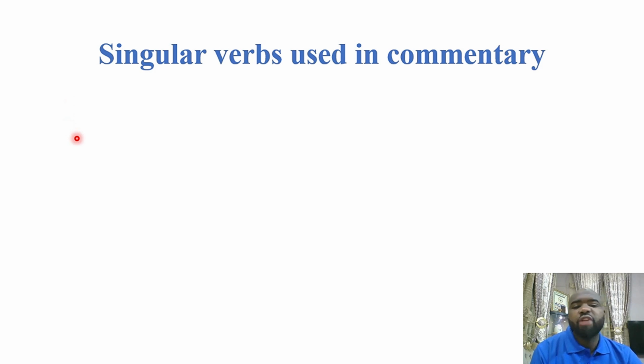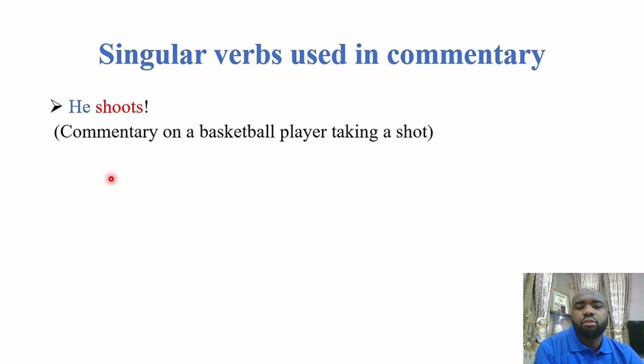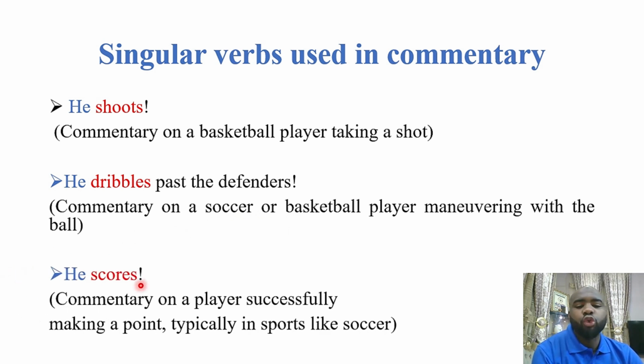Now we have singular verbs used in commentary, like when you're watching football, you say he shoots, all right? He shoots. Commentary on basketball or football, a player taking a shot to the goal post. He shoots, something that is happening, so he shoots. Commentary. He dribbles past the defenders. Commentary on a soccer or football or basketball player maneuvering with the ball, right? He dribbles. He scores, all right? Commentary, because you are commenting on the current event that is happening right now.